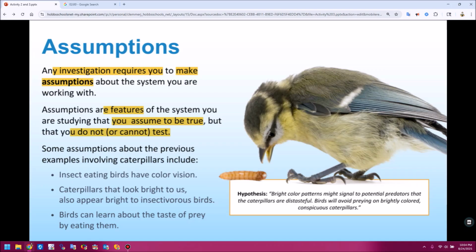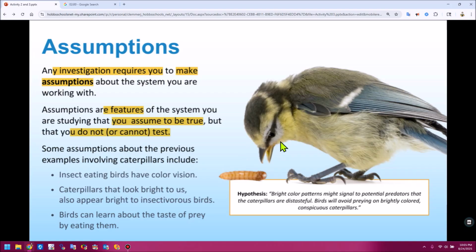Birds can learn about the taste of prey by eating them. Maybe they taste disgusting. Maybe there's a reason they don't eat those bright colored bugs or caterpillars. Maybe they're nasty, and so they learn that they taste nasty, so they leave them alone. We don't know. We're not the bird. We don't eat them, and we have different tastes than the birds do, so we can't test it to find out, but we can assume. Okay? So a hypothesis: bright color patterns might signal to potential predators that the caterpillars are distasteful. Birds will avoid preying on brightly colored conspicuous caterpillars.